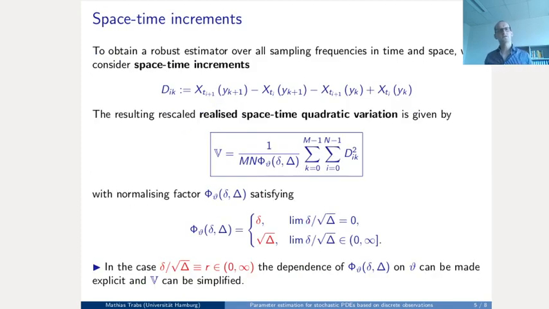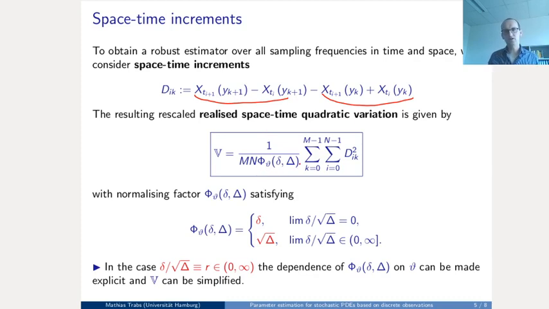This is the reason why we consider space-time increments, so we take into account the complete covariance structure that we have. So what you see here is a time increment and then another time increment, and then we take the difference at two successive spatial points, and you can reorder everything such that you have the difference of two successive spatial increments. And the corresponding quadratic variation is then this realized space-time quadratic variation, where we square these double increments and then we average. And here we have to be careful with the normalization.